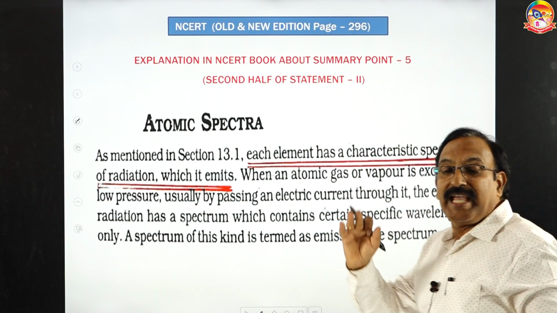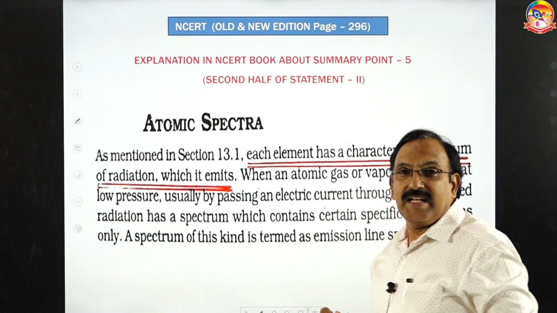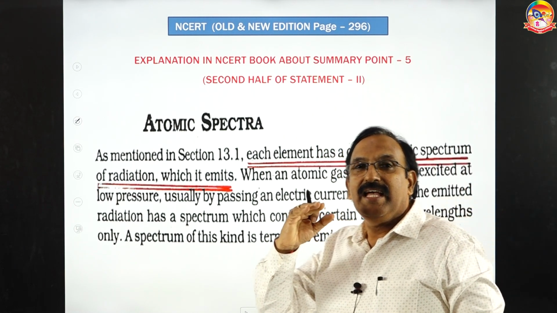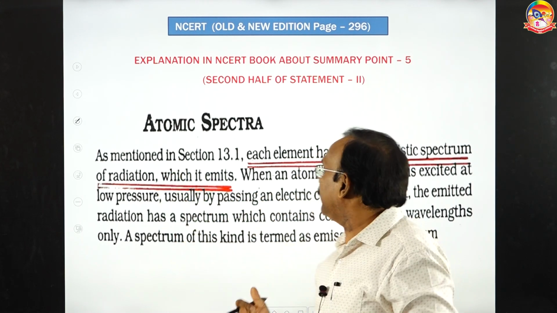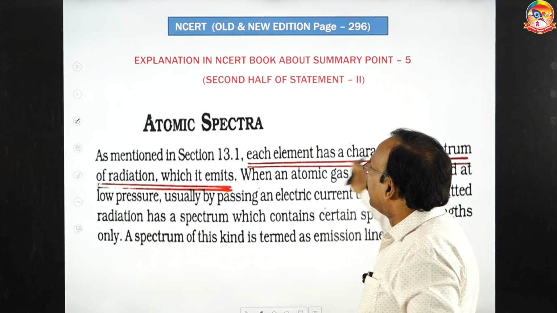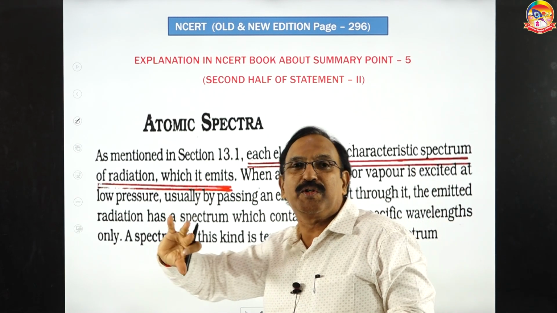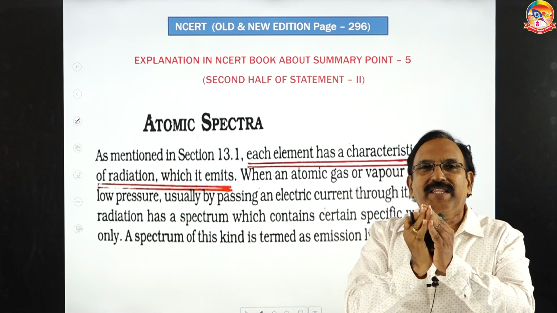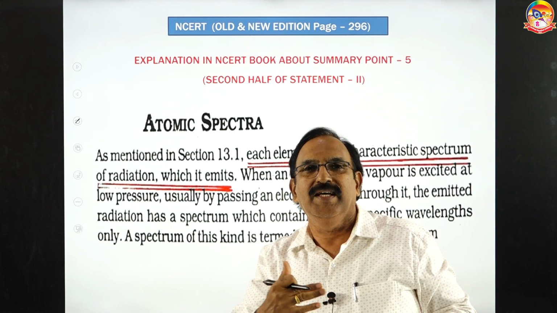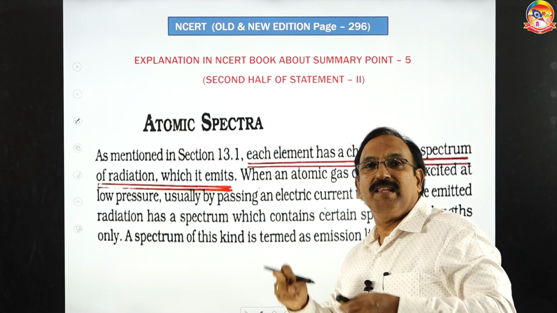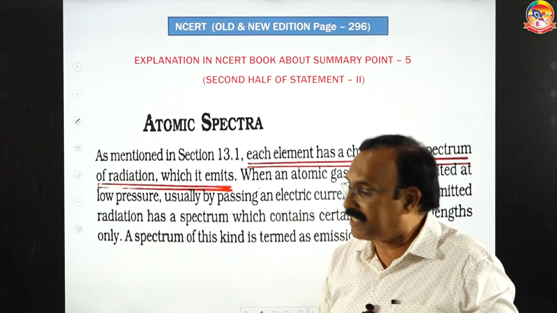Now take the second half of statement 2 of the concerned question. The second statement says that every element will emit its own characteristic spectrum. So each element has a characteristic spectrum of its own, and that is in relation to Bohr's model. Whenever we talk about the characteristic line spectrum, it is 100% related to Bohr's model. That means both parts of the second statement deal with Bohr's model of the hydrogen atom.